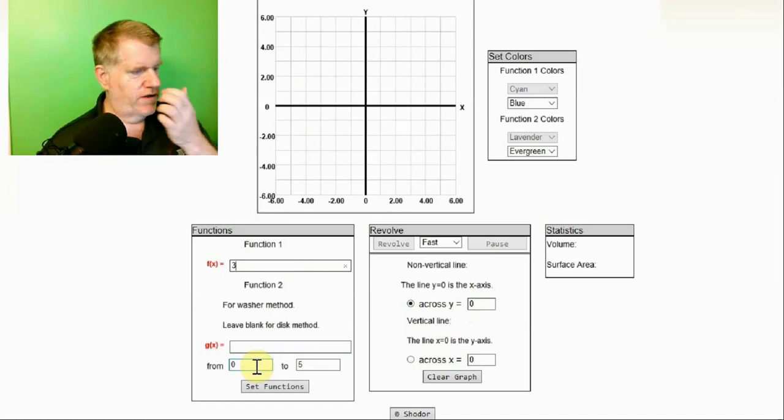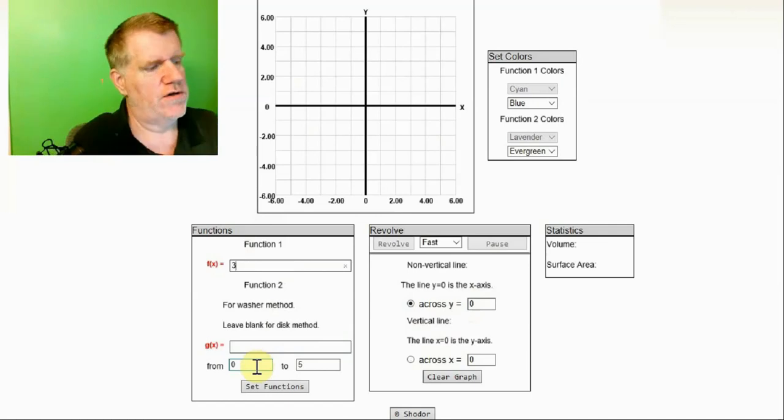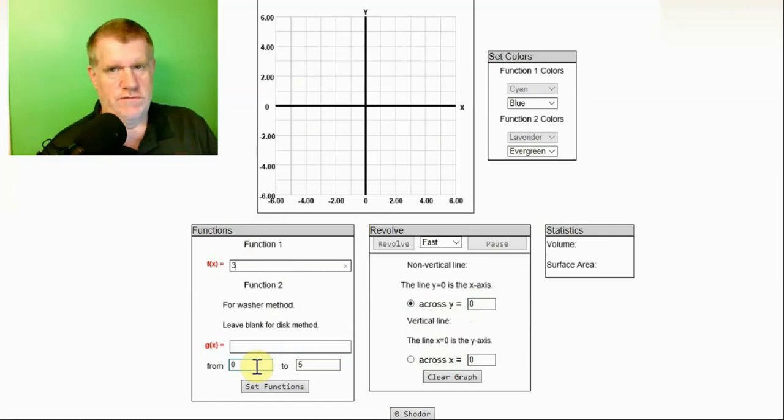Now in this particular program, we have to tell the limits of integration. So we're going to go from 0 to 5. So you're going to notice that it only graphed the line from 0 to 5. Because this is the region under the curve that we're going to rotate and make a volume. Now if we're going to rotate this around the x-axis, it's going to be spinning around the x-axis.